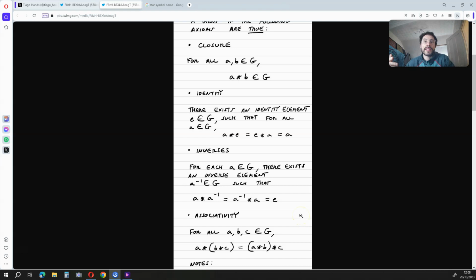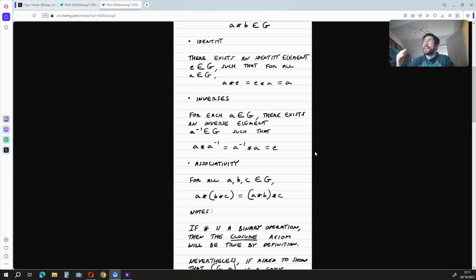Now, the first axiom is closure. For all A, B, which are elements of G, then A asterisk B is an element of G. The second axiom is the identity axiom. There exists an identity element, E, which is an element of G, such that for all A, which is an element of G, A asterisk E is equal to E asterisk A, which is equal to A.